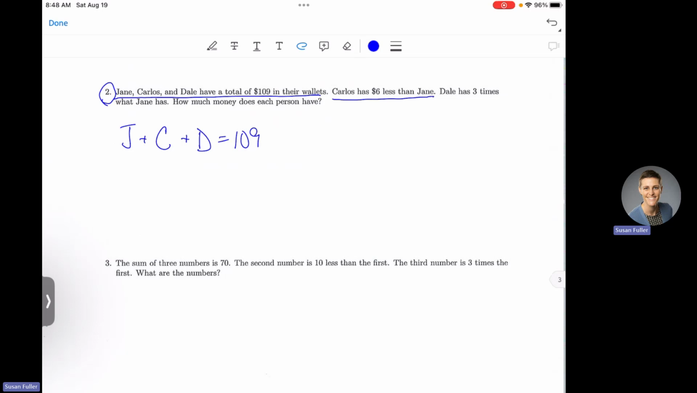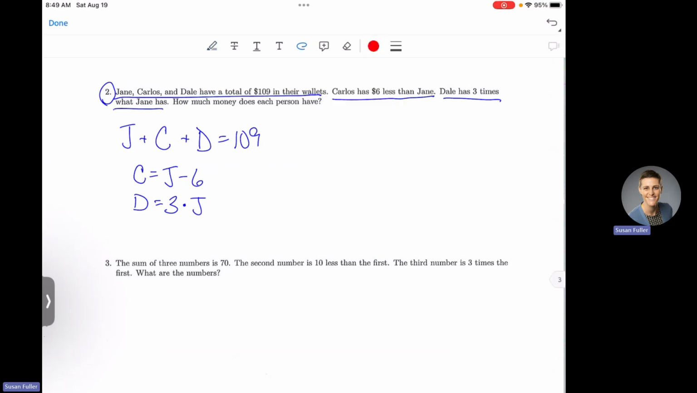All right, so now Carlos has $6 less than Jane. Okay, so what Carlos has is $6 less than Jane. That means it's whatever Jane has minus $6. And then Dale has 3 times what Jane has. That means the number of dollars that Dale has is 3 times the number of dollars that Jane has. Okay, that's all of the information that we're given. We've mathed everything that we have, and now we just have to figure out how to answer the question.